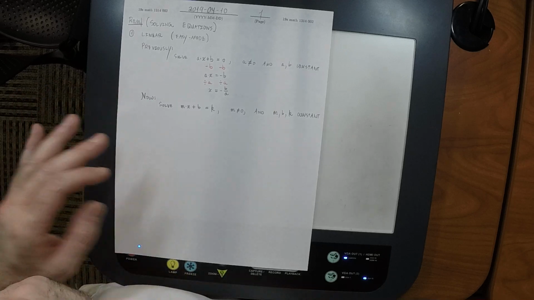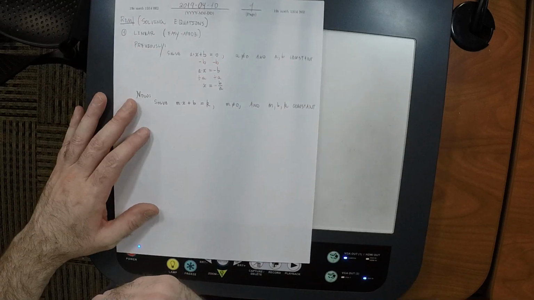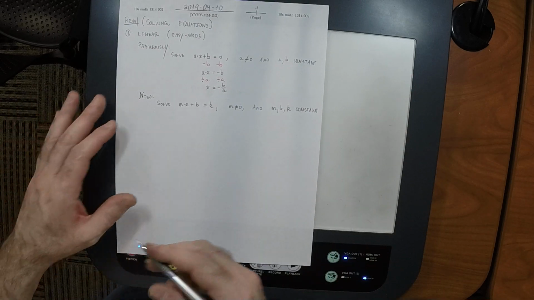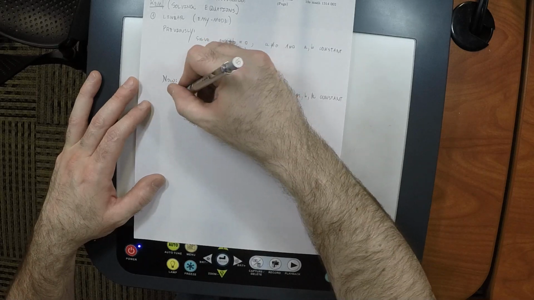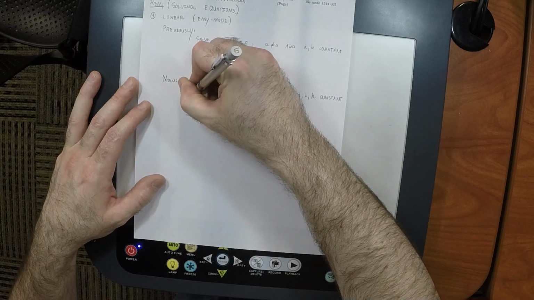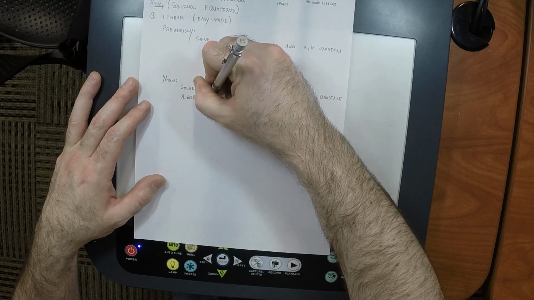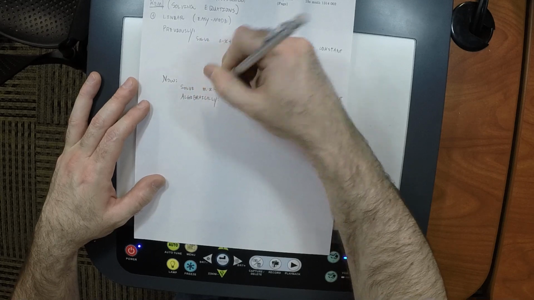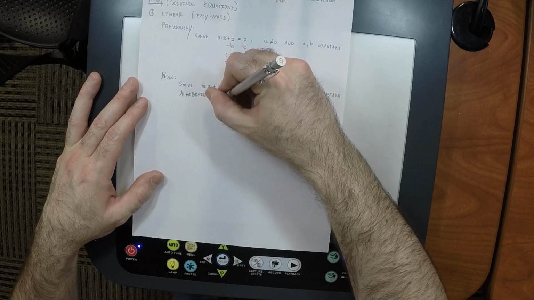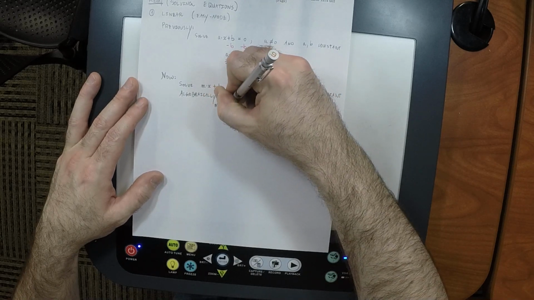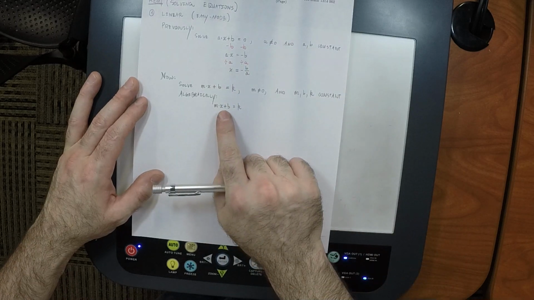So on the one hand, algebraically, this is hardly any more complicated than the previous one. It's just there's one more symbol floating around, but that's not a big deal. So algebraically, we take this equation, so mx plus b is k.